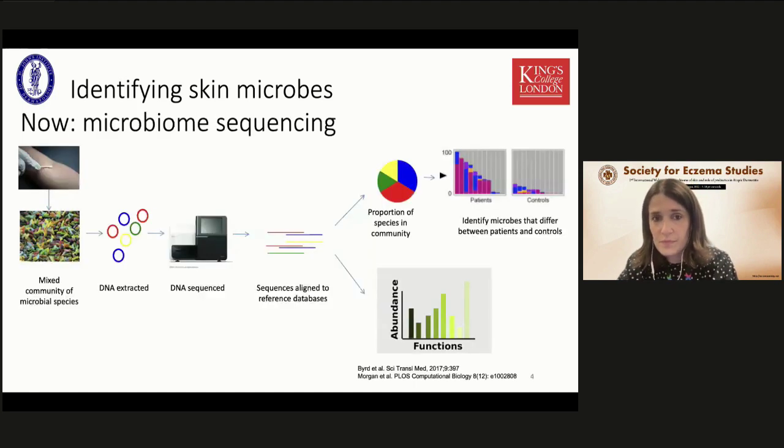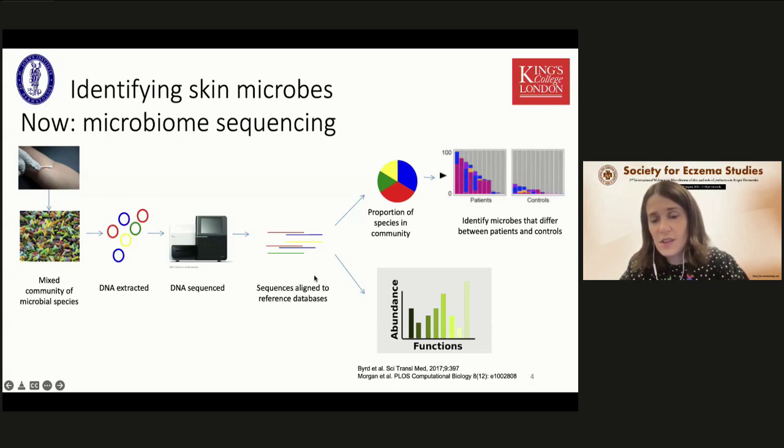And so up until more recently, we were pretty much unable to identify what species were actually present on the skin. And so now we use microbiome sequencing to allow us to detect the species present on the skin. And this method starts off in a very similar way with a skin swab that's rubbed on the skin, and this picks up a mixed community of microbial species. And then the DNA is extracted from these and sequenced in the lab.